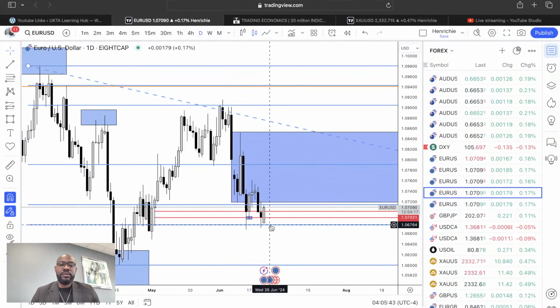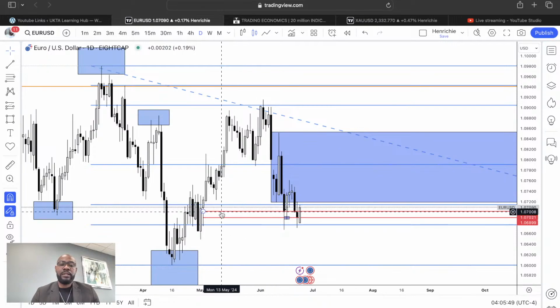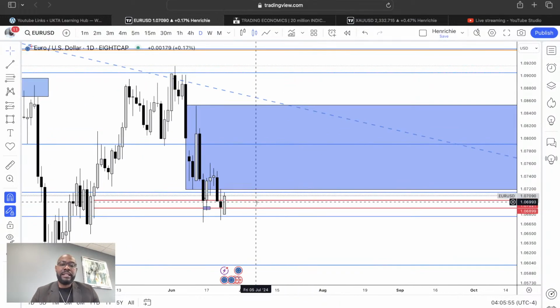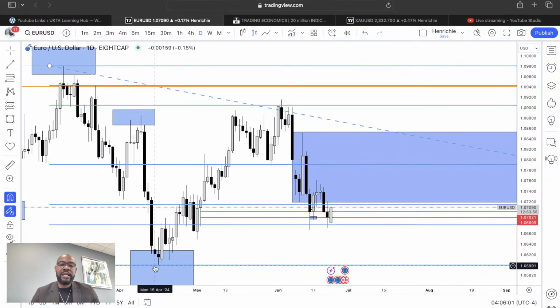So for euro, as you can see, we mitigated this key level, and I said last week, if we were to go to the upside on euro, this key level would be the last line of defense. If this key level fails to take price to the upside, then I really wouldn't be surprised to see euro come to the downside to run the sell side liquidity.